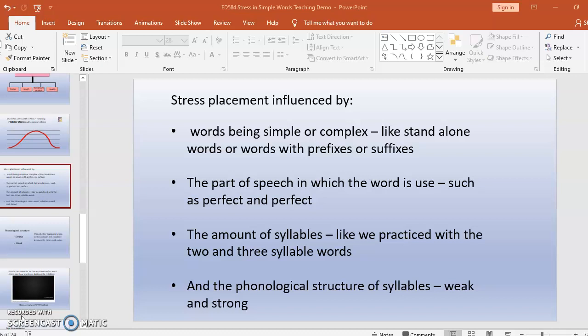The amount of syllables, like we practiced with the 2 and 3 syllable words, and the phonological structure of syllables. So that's talking about the weak and strong sounds. So that's again going back to the pencil sentence where I say, "Do you want a pencil?" And then I respond to myself, "Yeah, I want a pencil." So that a and the ah.